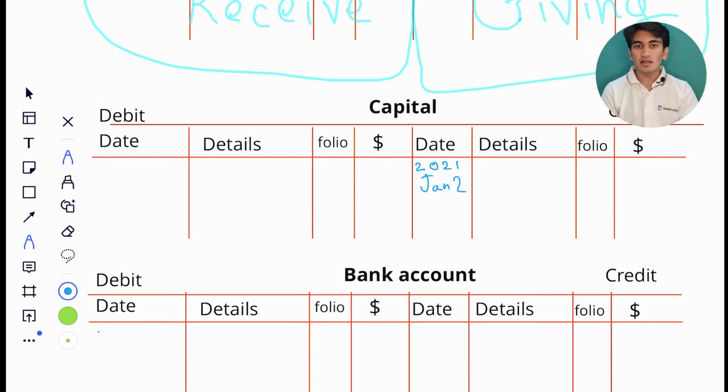Then under details, we will write which account our capital account is giving to. Which account is it giving to? The bank account, as the bank account is the account that is receiving the 80,000. So let's write over here bank account, which is the receiving account. Under the credit column, we'll write $80,000.